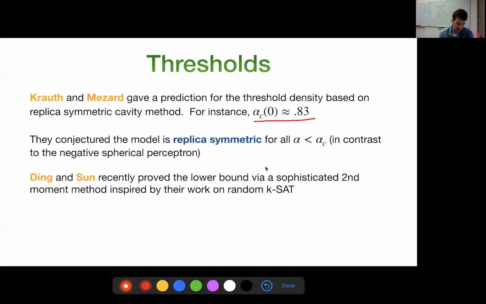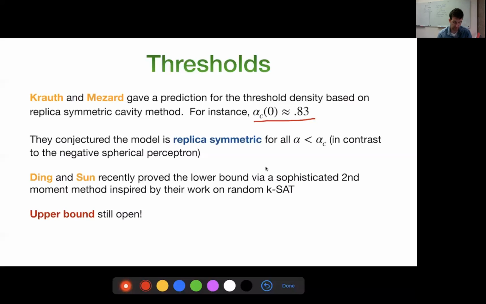It turns out that Jian Ding and Nike Sun recently proved the lower bound, so they proved that this predicted threshold is actually a lower bound on the satisfiability threshold, using a very sophisticated second moment argument with a complicated conditioning argument. It turns out that the upper bound is still open. So it's not so easy to do the types of upper bounds that are used in random CSPs.